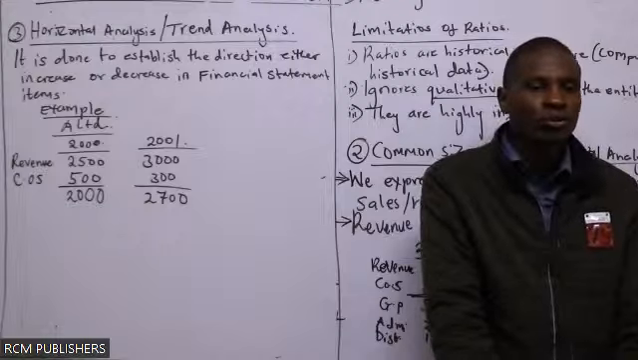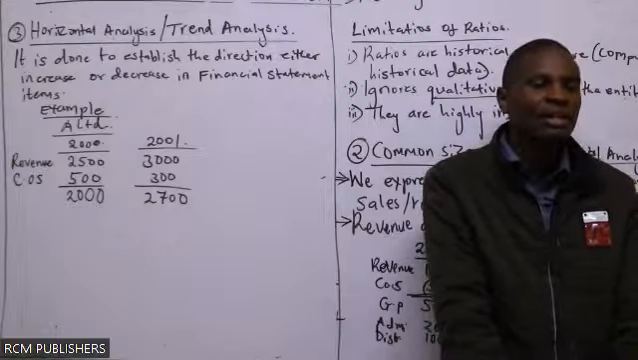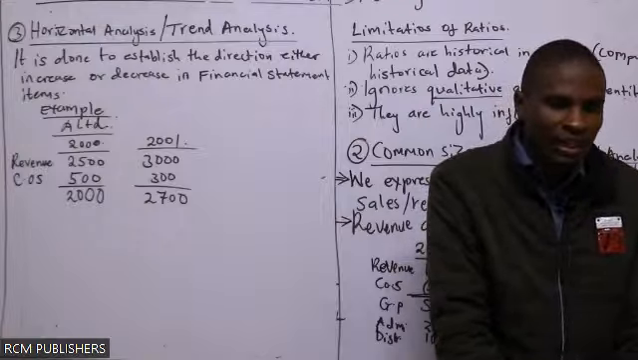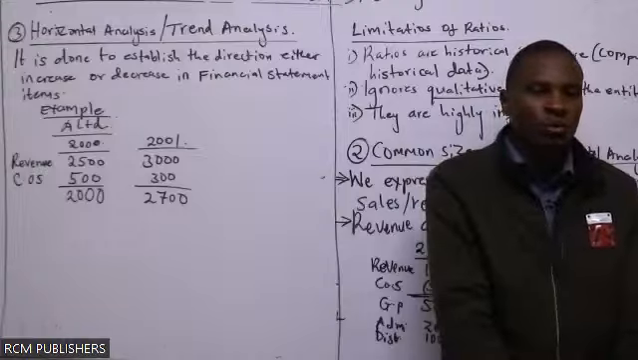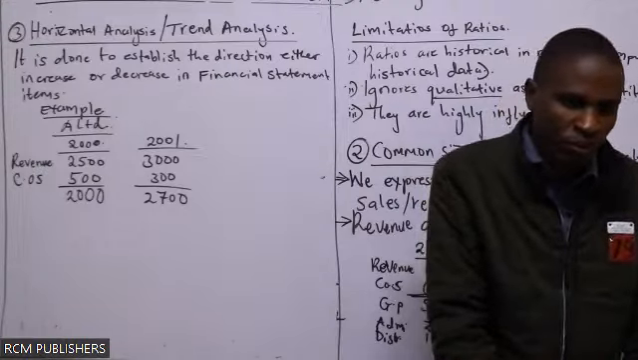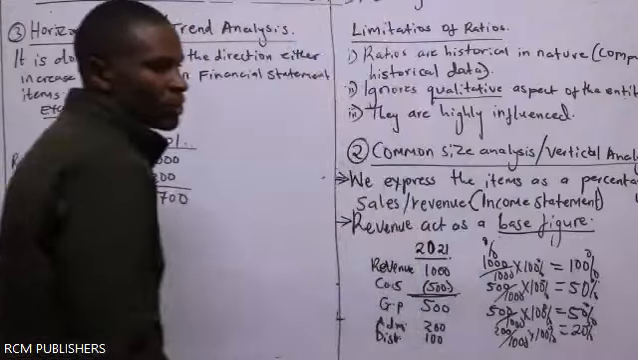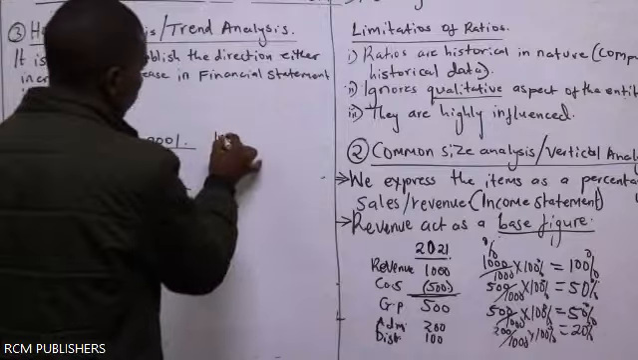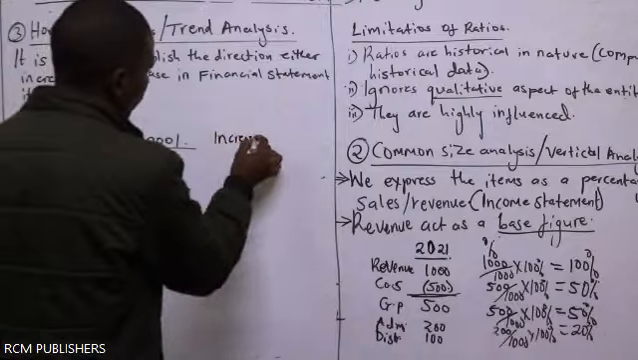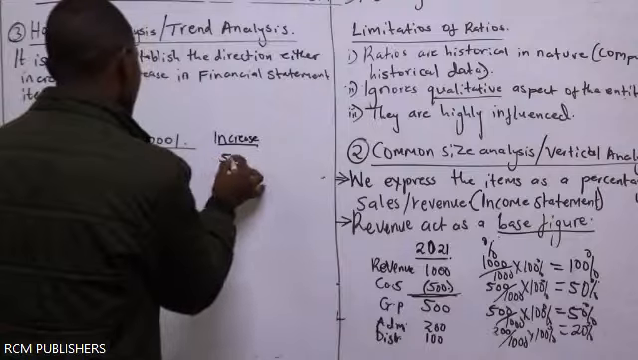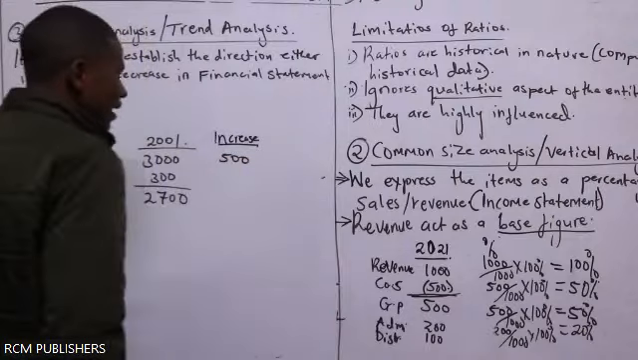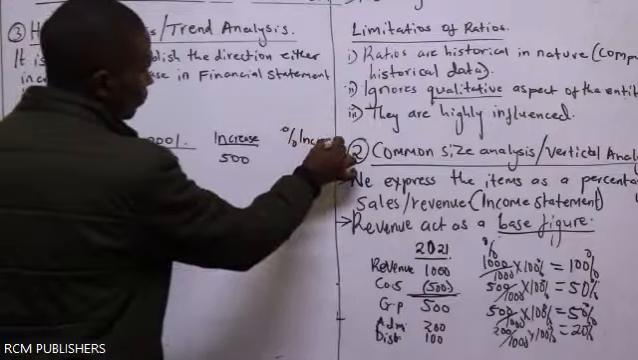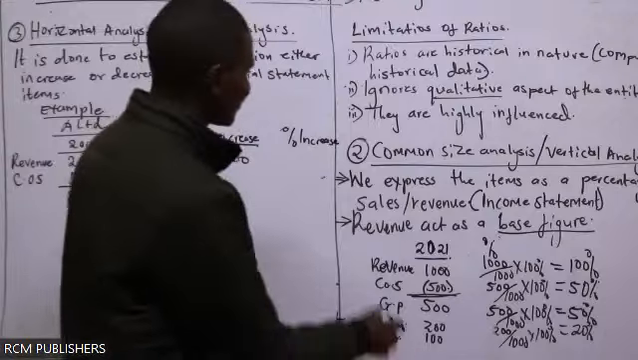But when you look at 2001, the revenue increased to 3,000. What is the increased value? It is 3,000 minus 2,500. So there was an increase of how much? 500. This is the increase. What is the percentage increase? Can you compute for me?